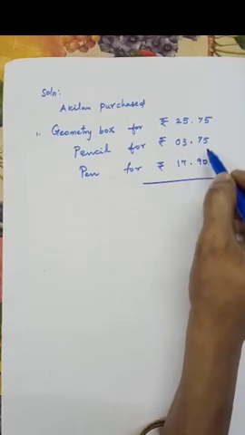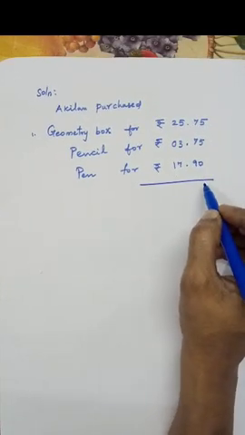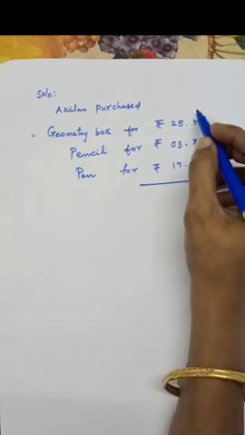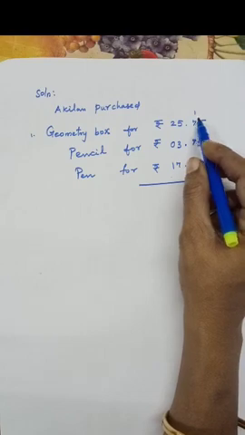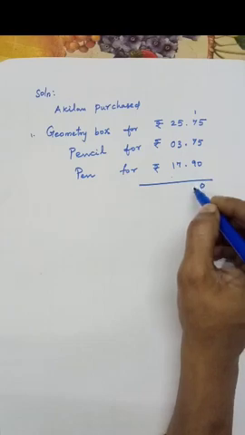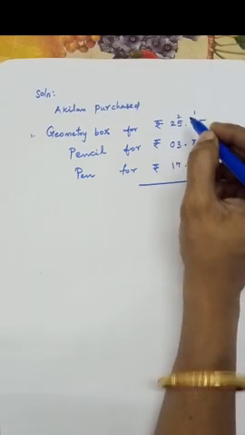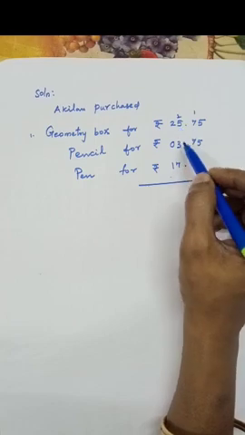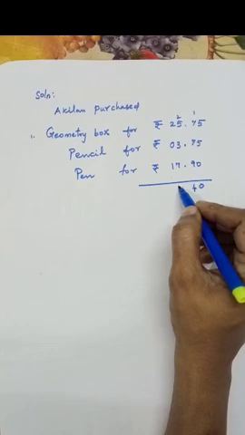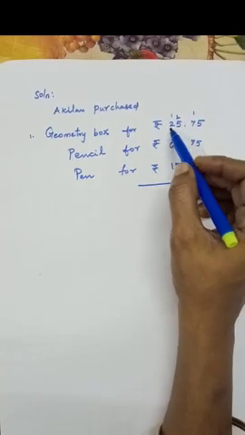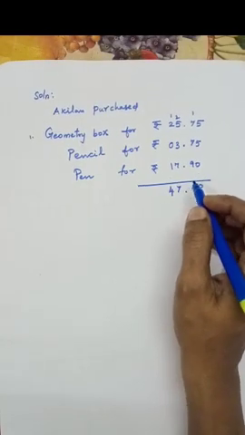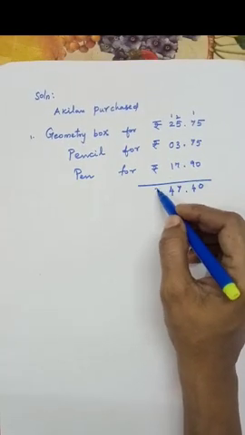Then totally, how much did he have to give the shopkeeper? 5 plus 5, 10, 0. Remainder 1. 7 plus 7, 14. 14 plus 1, 15. 15 plus 9 is 24. 4, remainder 2. Then it is 7. 7 plus 3, 10. 10 plus 7, 17. Remainder 1. So 3 plus 1 is 4. Totally he had to give 47 rupees 50 paise.